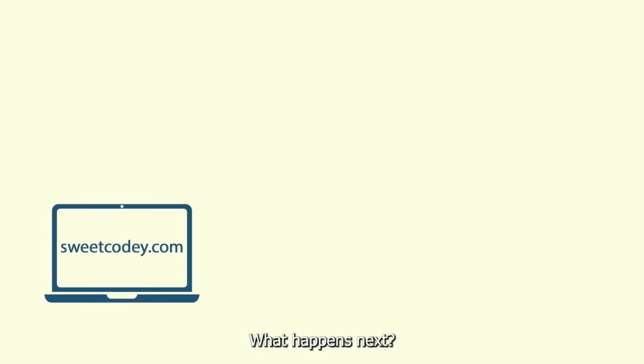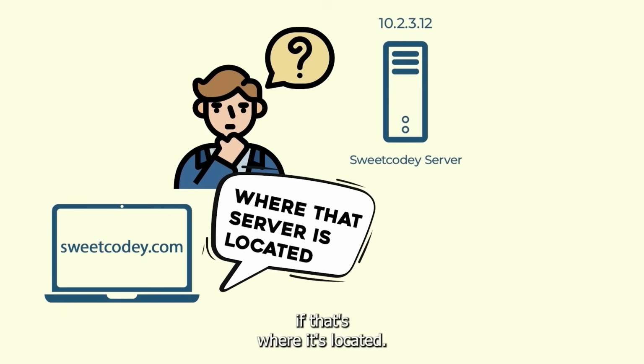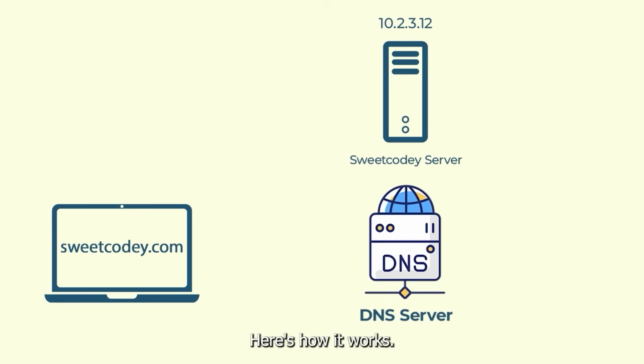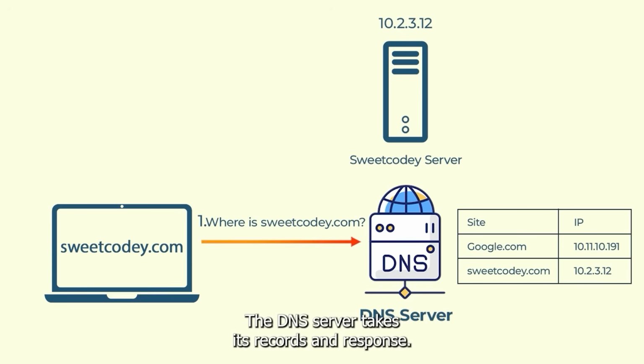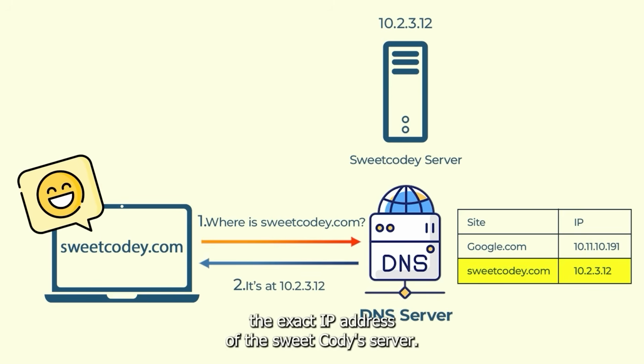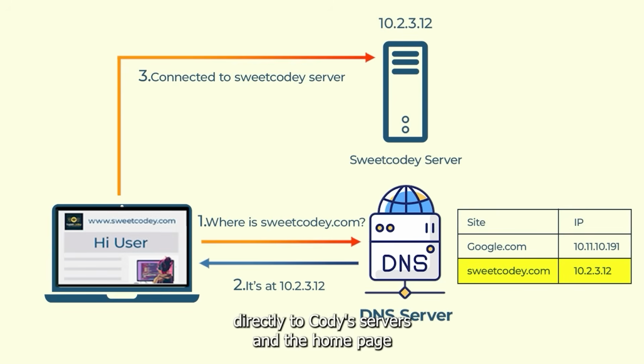Let's say you type sweetcody.com in your browser. What happens next? The browser needs to connect to SweetCody's servers to load the homepage. But it first has to figure out where that server is located. This is where the DNS comes in. Here's how it works. Your browser asks, where is sweetcody.com? This question is sent to the DNS server. The DNS server checks its records and responds, it's at 10.2.3.12. Now your browser knows the exact IP address of SweetCody's server. Finally, your browser uses this IP address to connect directly to SweetCody's servers, and the homepage loads on your screen.